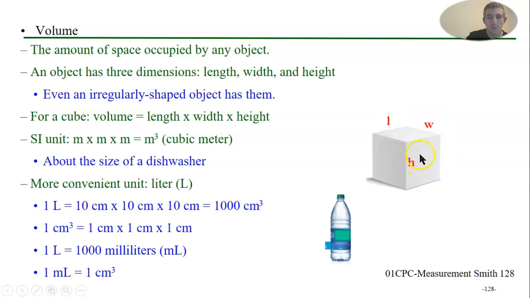We can get volumes like this, length, width, heights, but in terms of liquids, what we measure more so in chemistry lab is the amount of a substance. And when I say amount, I'm not counting particles, but I mean how much volume, how much space does it take up. And so a liter of water is equal to 1,000 milliliters, and it's also equal to 1 decimeter cubed.